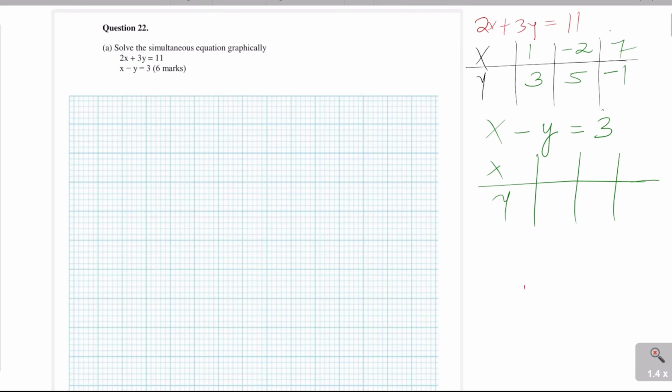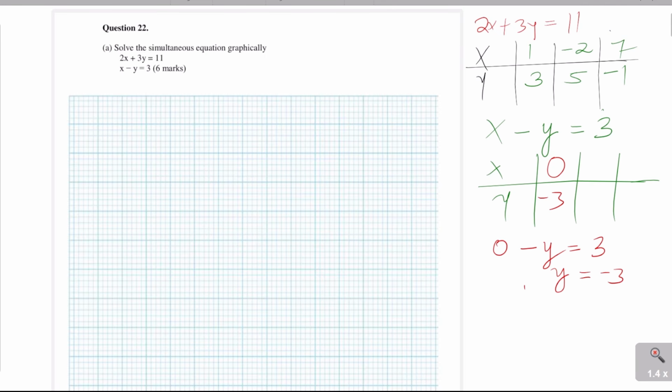When x is 0, what will be y? So just substitute x is 0: 0 minus y equals 3. So negative y equals 3. So y will be negative 3. So we choose another one.